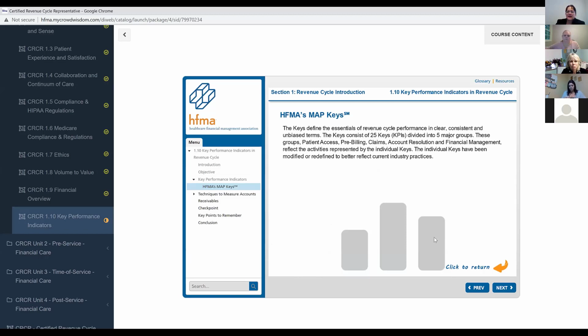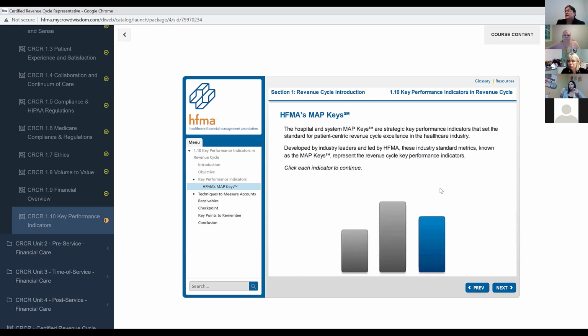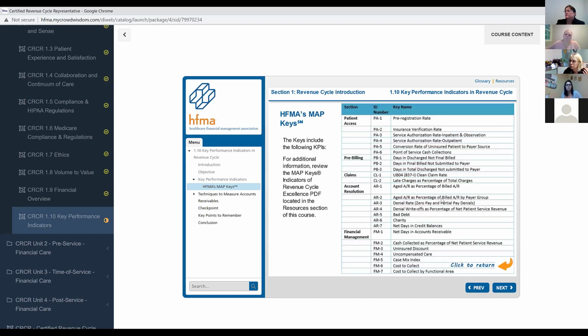And then the third tab has the key performance indicators that they are providing benchmark tools against. And you can see there's quite a few, and it's pretty robust. Some of the ones that we're going to go into are in the next slide on measuring your accounts receivable. There are definitely a multitude of different ways to go into measuring your accounts receivable.